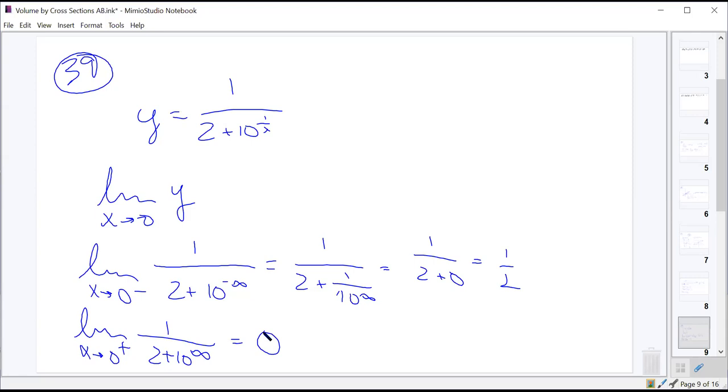And what did the question ask? Did they find the horizontal asymptotes, or does it say find the limit, right? So the limit as x approaches 0 of y doesn't exist because the limit from the right and the left are not the same. Good?